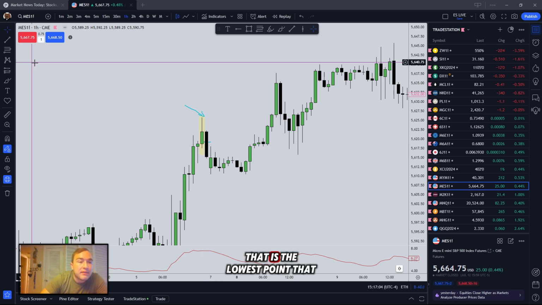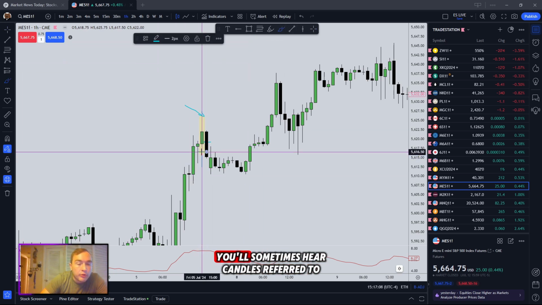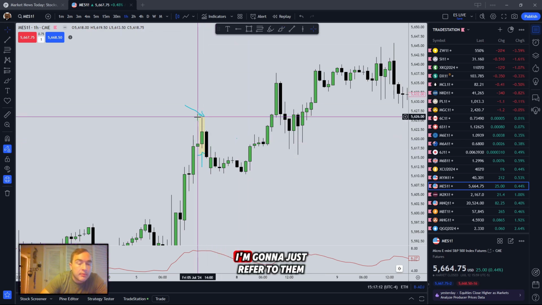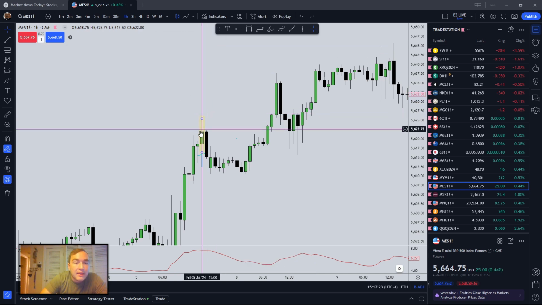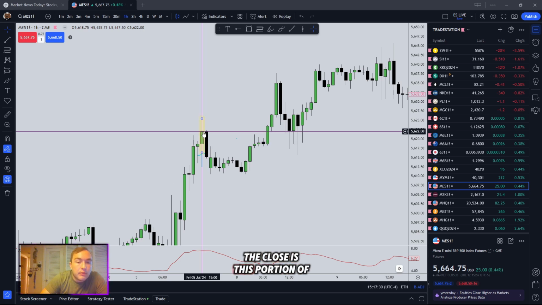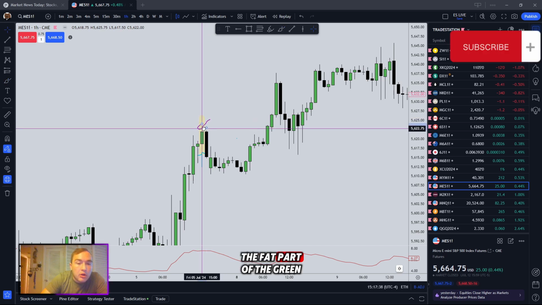5,617.50. That is the lowest point of that candle. You'll sometimes hear candles referred to as bars, but for this video to be accurate, I'm going to just refer to them as candles. Notice that is the lowest point on that candle, on that hour of trading. Okay, now let's get to the close. The close is this portion of the candle where it says 5,622. Notice that is the fat part of the green candle.